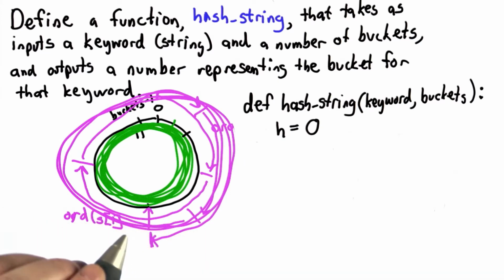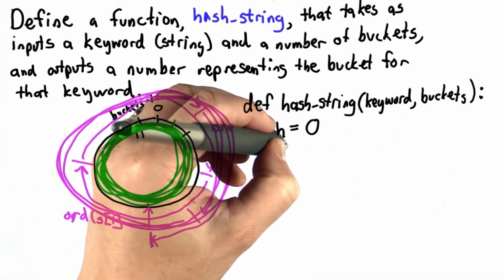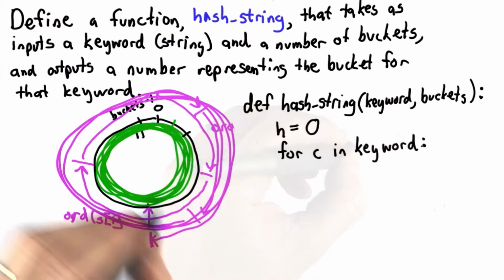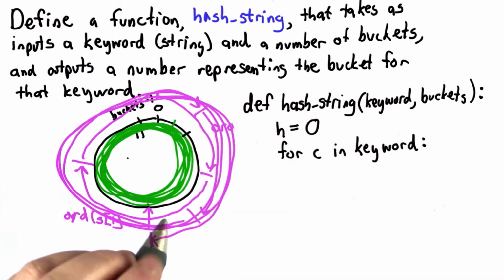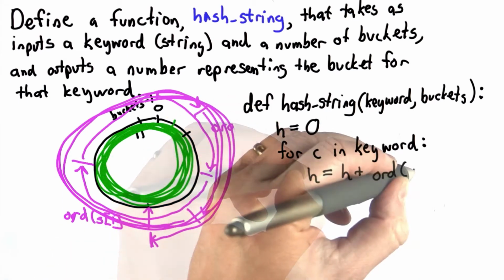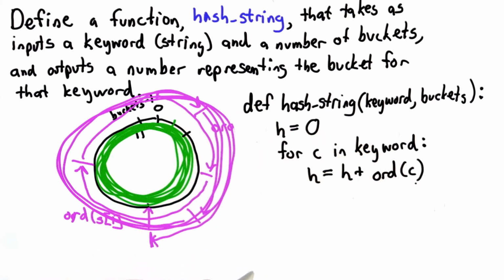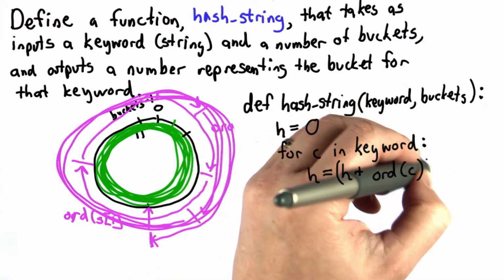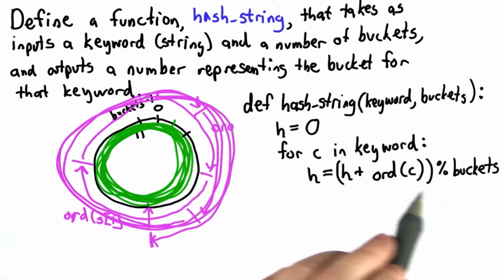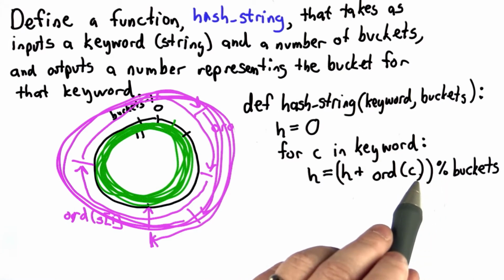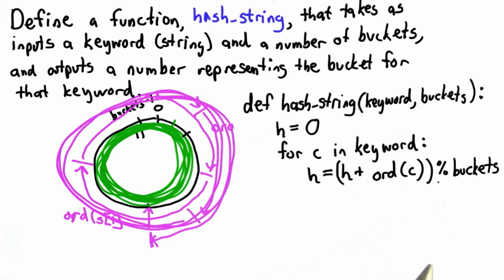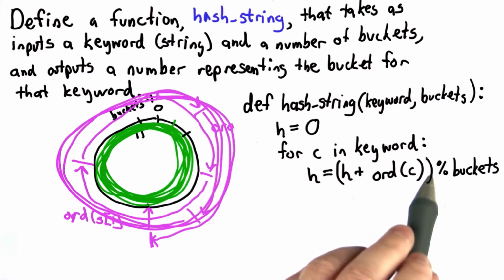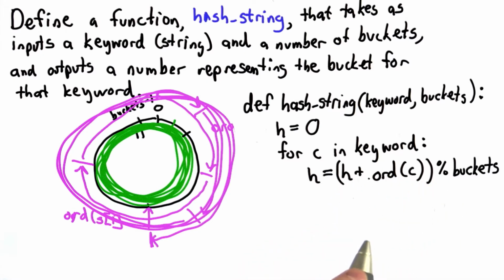Now we want to go through the characters in the keyword. So we'll have a for loop that goes through each character in keyword. And for each character, we want to add to the hash. So we're going to add to the hash the value of that character. We could do the modulo here. So we could, at this point, use modulo buckets. We have to be careful to have the parentheses here. If we just had the modulo buckets here, we wouldn't get the right result because it would do ord c modulo buckets. What we really need to do is modulo buckets the sum that we get from h and ord c.